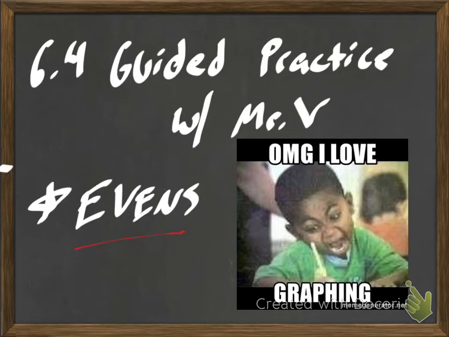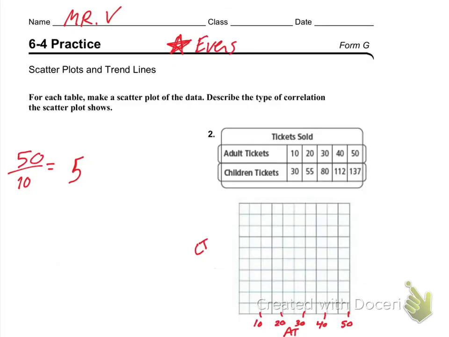This is the 6.4 guided practice. I'm going to be doing the evens on this one. All right, so if I look at this first one, I already have the first plotted out, but let's just take a look at the directions. It says make a scatter plot and then describe the correlation.